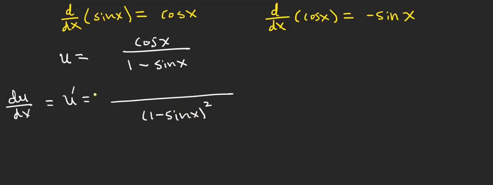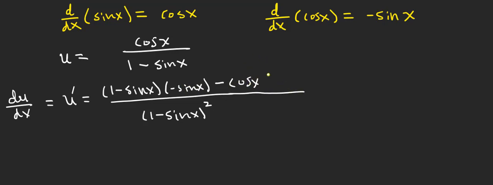And it will be the denominator, which is 1 minus sine x, times the derivative of cosine x, which is negative sine x, minus the numerator, which is cosine x, times the derivative of the denominator. So what's the derivative of 1 minus sine x? The derivative of 1 is 0, and the derivative of sine x is cosine x, but you have a negative 1. So it will be negative cosine x.